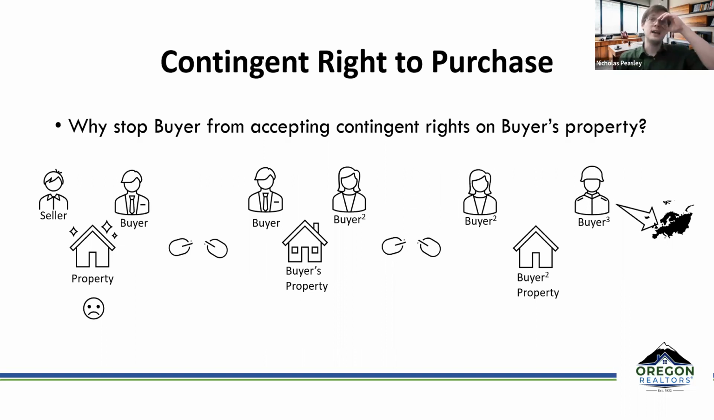It's assigning far too much risk to the seller that the seller had no control over and has no control over. And it's not fair to the sellers. It's not even fair to the buyer at that point. It's just kind of a general problem if you've moved that many links out on your contingent right.